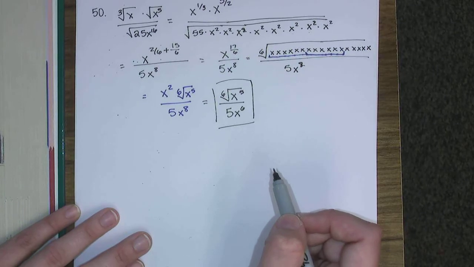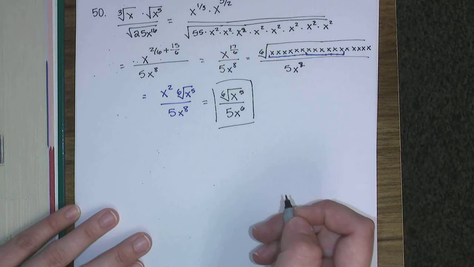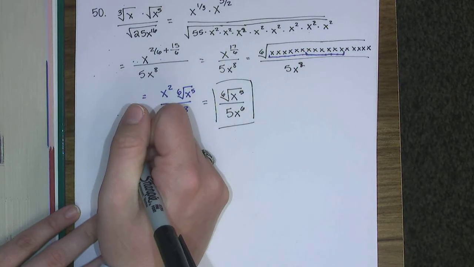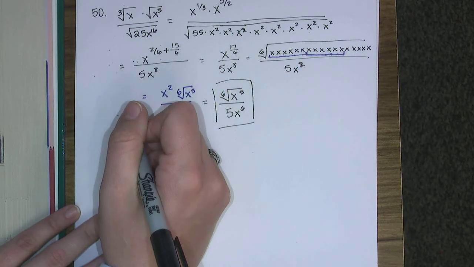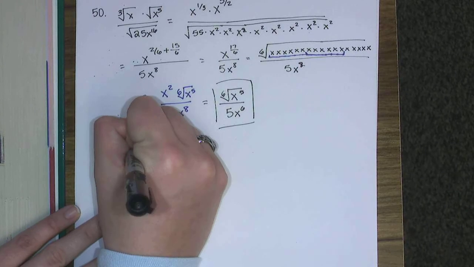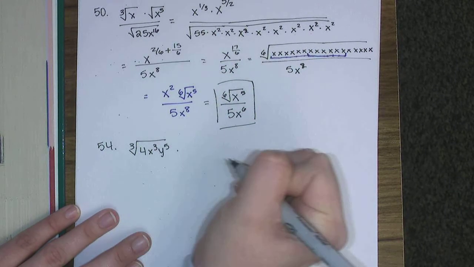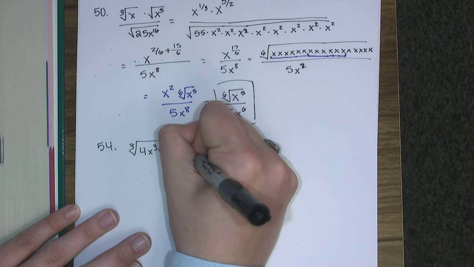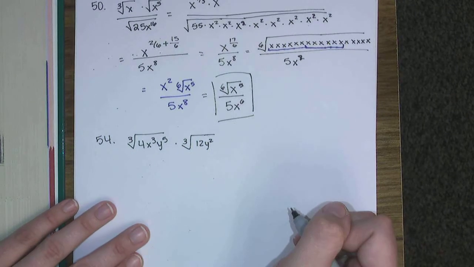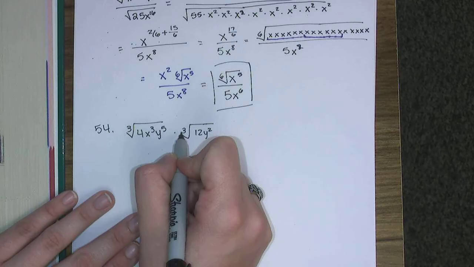Okay, but we have, let's see, like 54. We have the cube root of 4x cubed y to the 5th times the cube root of 12y squared. Alright, we have the same root being taken of them, so I can multiply everything that's inside. Again, because I'm pulling stuff out, I don't even need to multiply 4 times 12. Yes, I know that's 48, but I don't really have to worry about that, okay?